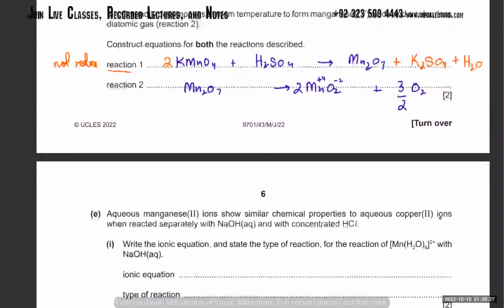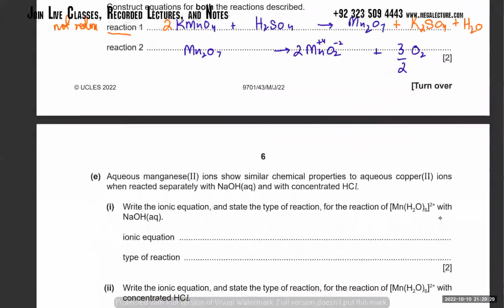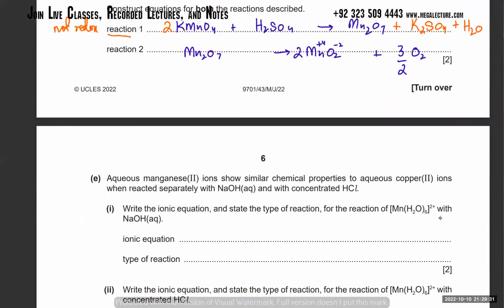So that's it, I guess. Now, aqueous manganese 2 ions show similar chemical properties to aqueous copper 2 ions, which react separately with NaOH and with concentrated HCl. So write the equation. Remember, for transition metals, they're saying copper 2 ions have similar chemical properties to manganese 2 ions. So we know equations for copper 2 ions. We're going to use the same equations for Mn ions. So write the type of reaction with NaOH.